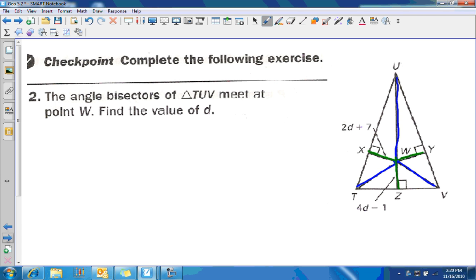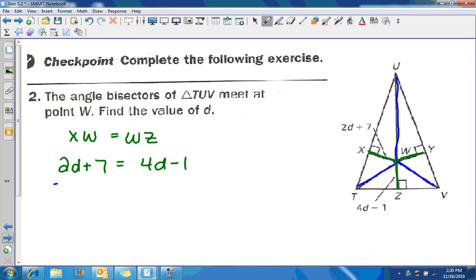Okay? If XW is 2D plus 7 and WZ is 4D minus 1, how do I find D? What do I know about XW and WZ? They're the same, so they're equal. If they're equal, we do what with them? Set them equal to each other. So XW we said was 2D plus 7. WZ we said was 4D minus 1. And we put the D's on the same side, the numbers on the other, and we solve.